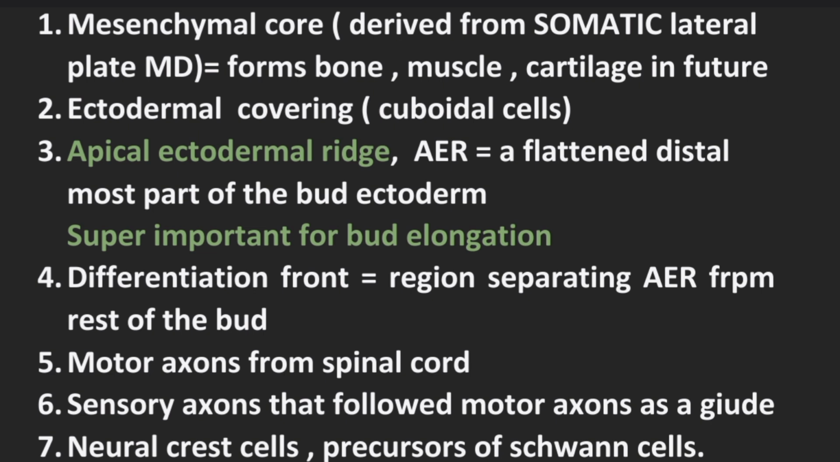Now we have the core, like the center of the limb, and then we have the AER. Now in between these two parts there is a region which is known as the differentiation front, and that region separates the rapidly dividing part from the not so rapidly dividing part, right? The motor axons come from the spinal cord, and the sensory axons follow those motor axons as a guide, and neural crest cells also come, and they would then turn into Schwann cells, and they would do the insulation of these nerves.